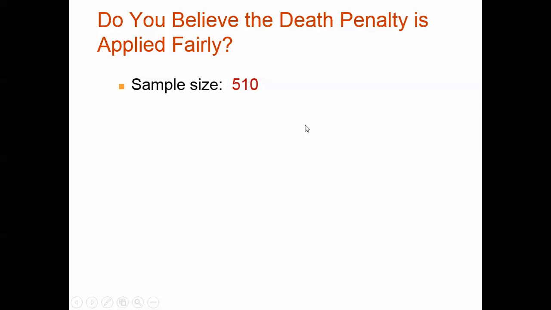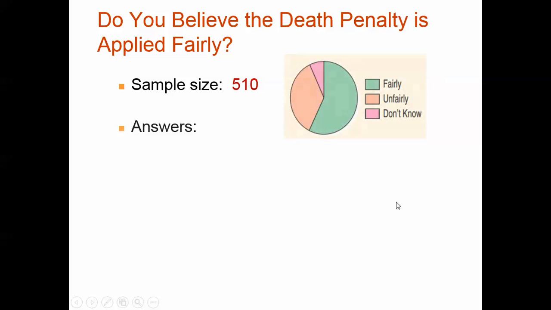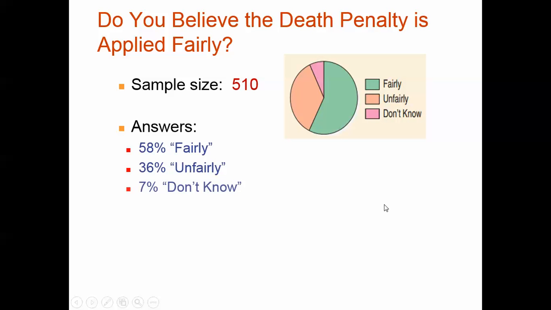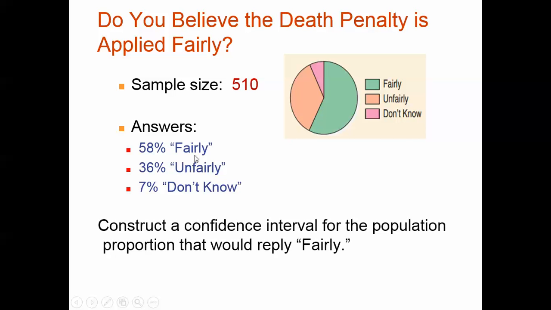We asked 510 people, do you believe that the death penalty is applied fairly? 58% of the people said fairly, 36% said unfairly, and 7% said I don't know. And we want to calculate a confidence interval for the proportion who answered fairly.